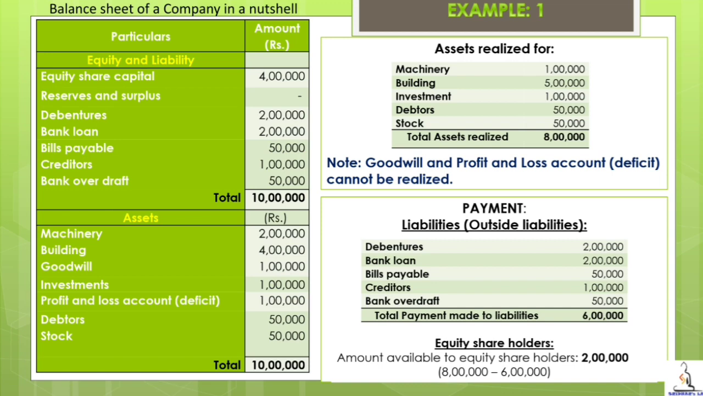Now you can observe, even though the equity shareholders have invested 4 lakh rupees in the company, at the time of liquidation they have got only 2 lakh. Since they are the owners, the risk is also associated with it, therefore they have to undergo this kind of sacrifice. If the asset realized was 8 lakh and the payment made to liabilities was also 8 lakh, then equity shareholders would not have got any amount at all. Since they are owners, they have to bear such risk as well.